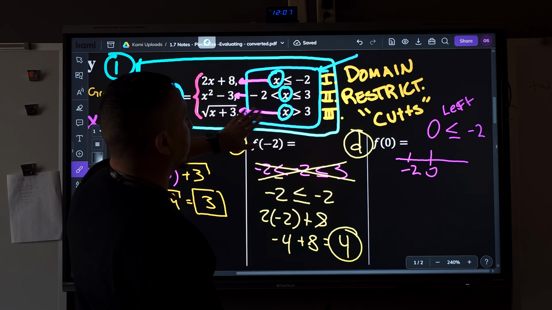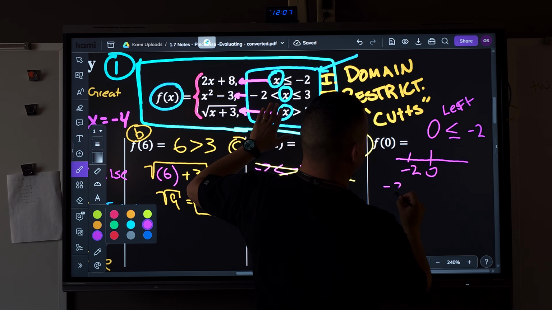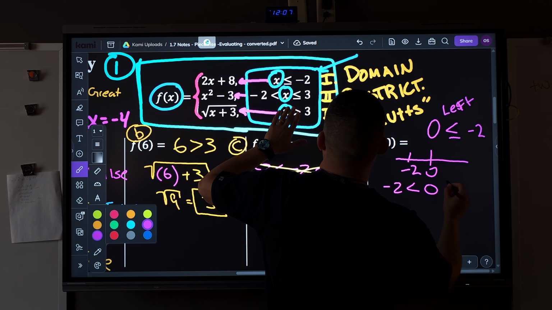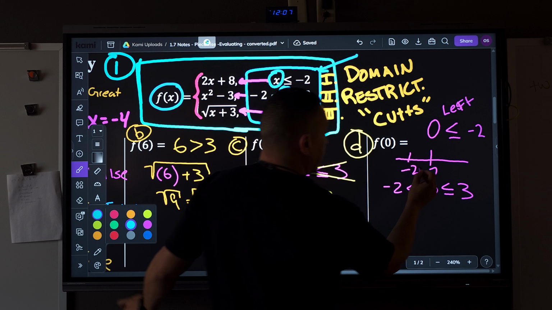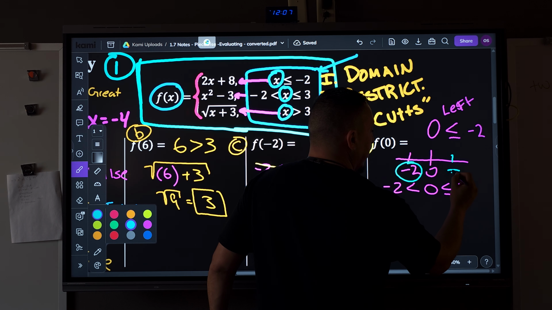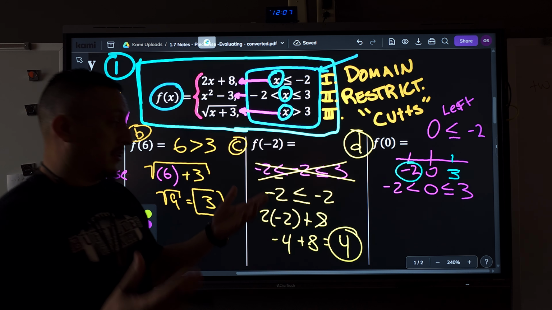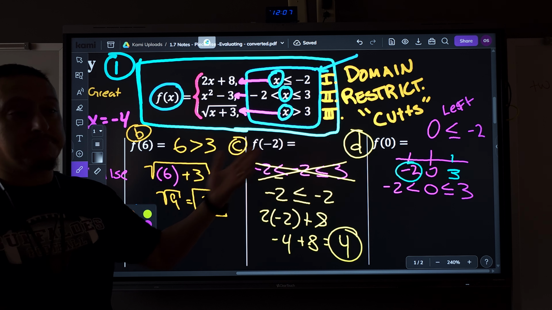Let's try number 2, Brandon, let's see. -2 less than 0 less than 3, okay? Here is -2 and then here's 3. So is 0 between -2 and 3? That's how you do it.